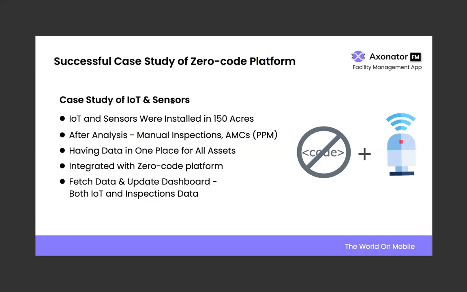Whatever inspections and manual things used to happen on paper forms are now happening on mobile apps. So both IoT and mobile data, whatever data they are collecting through mobile, is fetched into one location and presented on a dashboard in the form of graphs and pie charts, which gives them the ability to make data-driven decisions. So this is how we made this case study successful, with IoT devices and no-code platform integration with the IoTs, giving them a dashboard and the ability to do inspections on mobile and tablets for their moving staff using a zero-code platform.